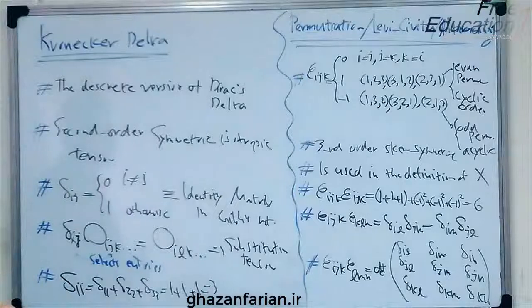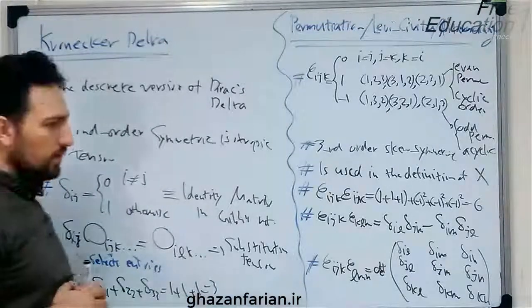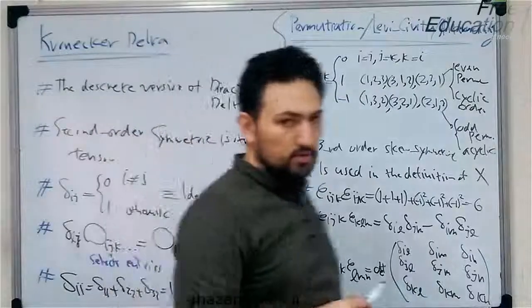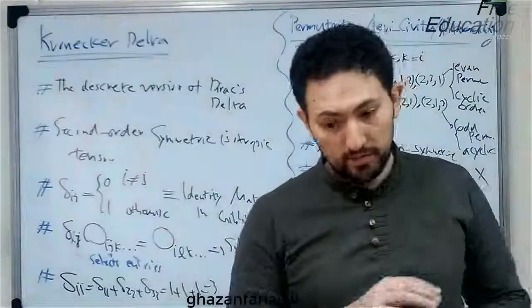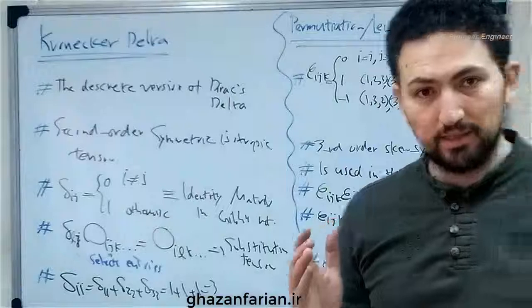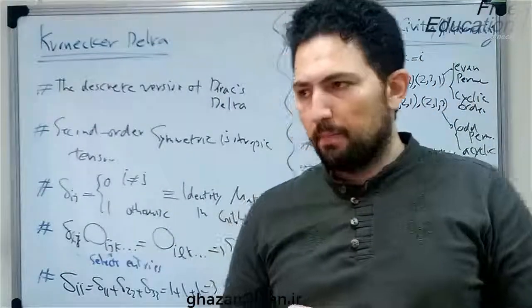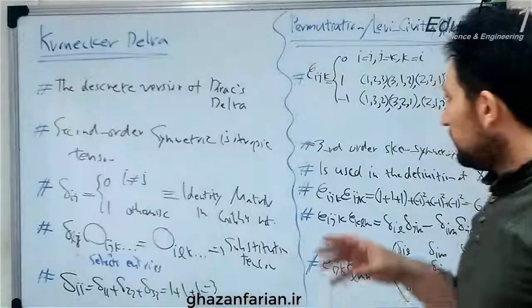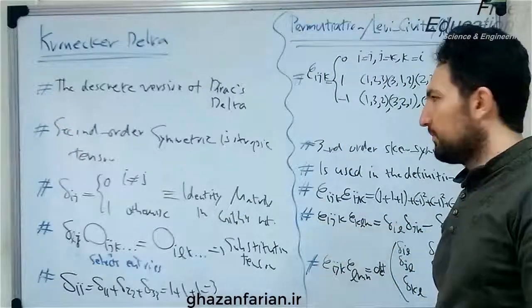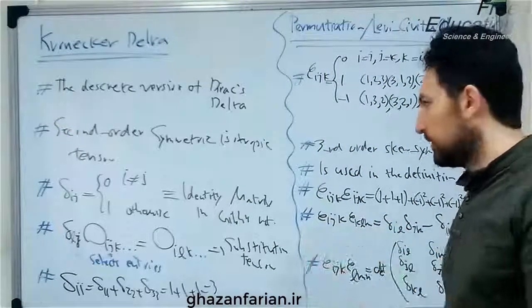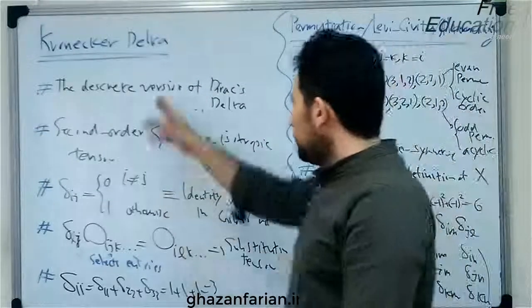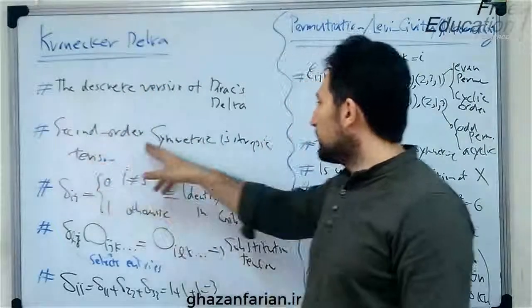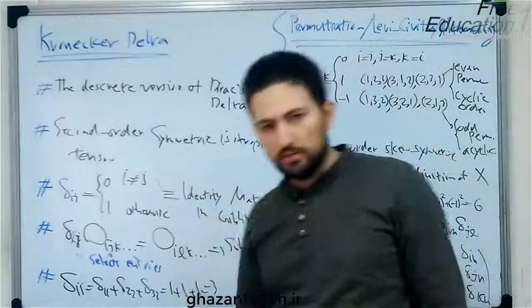The Kronecker Delta is the discrete version of the Dirac's delta function. Perhaps you know the definition of the Dirac's delta function, which is a continuous function with a singularity at the origin and is related to the Heaviside function. Here we have a discrete version of the Dirac's delta, which is called the Kronecker Delta. The Kronecker Delta is a second-order symmetric isotropic tensor.